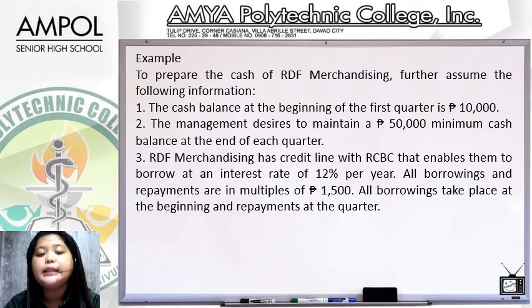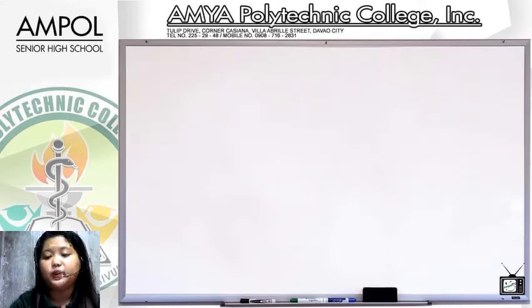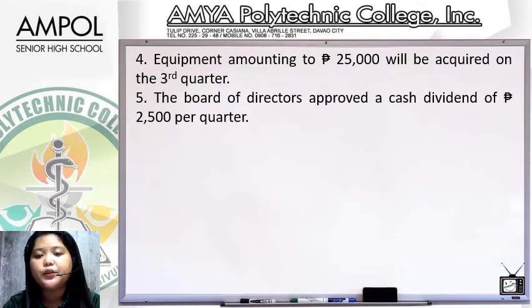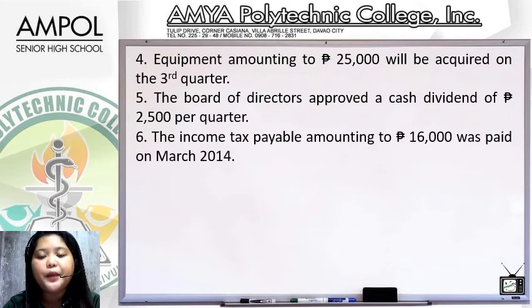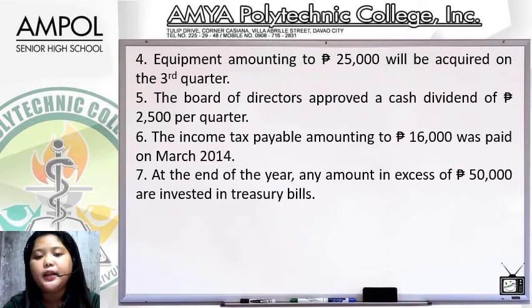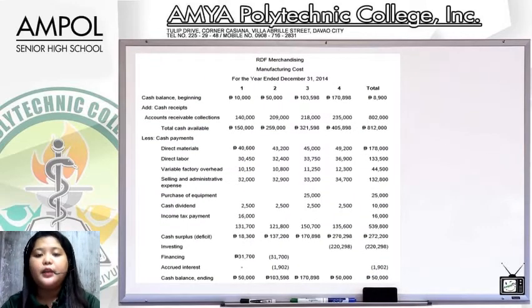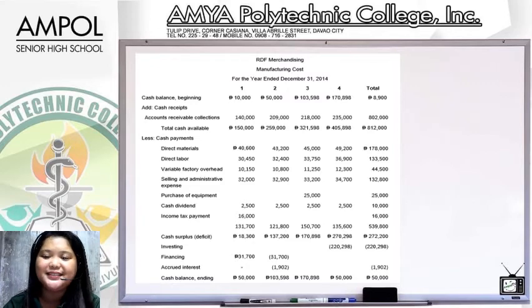So all borrowings take place at the beginning and repayments at the end of the quarter. And then fourth, equipment amounting to 25,000 pesos will be acquired in the third quarter. The board of directors approved a cash dividend of 2,500 per quarter. The income tax payable amounting to 16,000 pesos was paid in March 2014, and at the end of the year, any amount in excess of 50,000 pesos is invested in treasury bills. Here is the example, or the solution of the problem given a while ago.